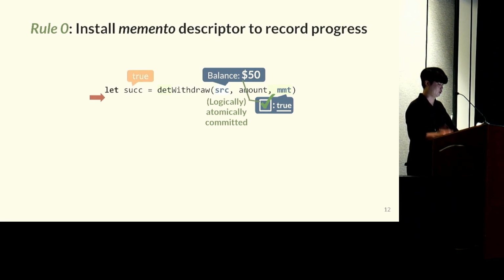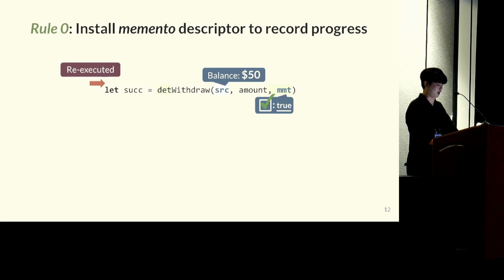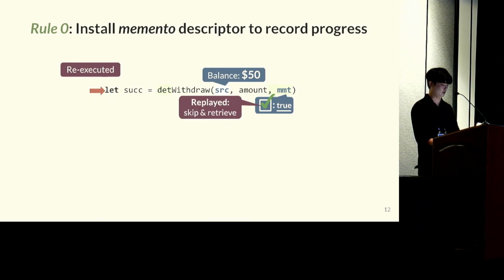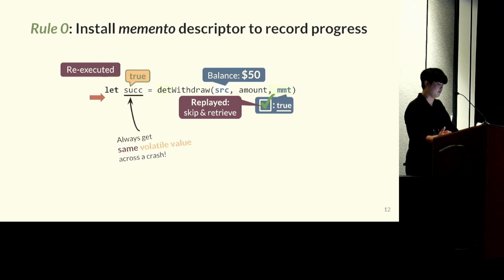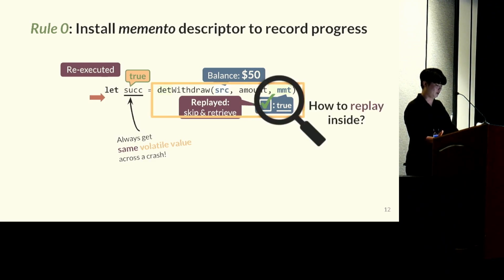After returning true, if a crash occurs, Memento restarts the program, beginning with the withdrawal function. Then it checks the Memento descriptor, skips the actual withdrawal, and returns the previous value. Finally, the success variable becomes true again. So, Memento ensures the same volatile value is always obtained when replaying, even after a crash. How is this possible? Let's explore the detectable withdrawal's internal implementation.